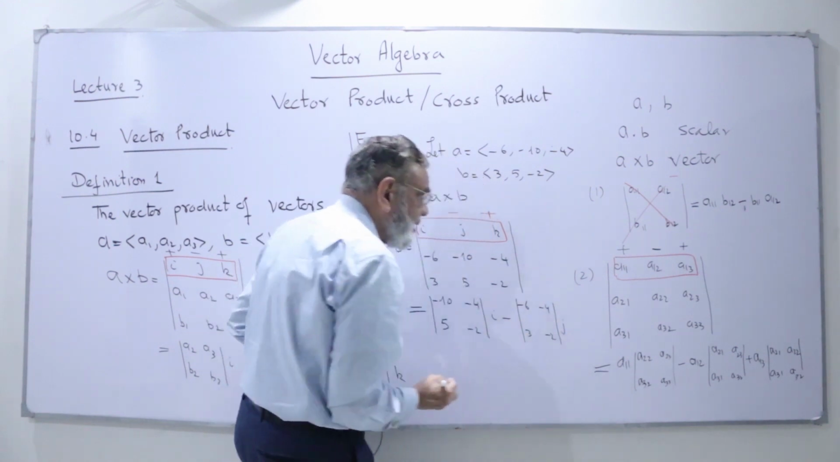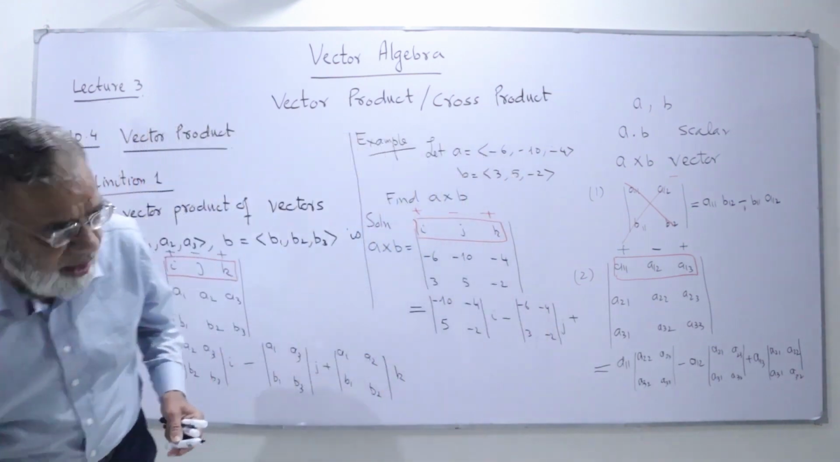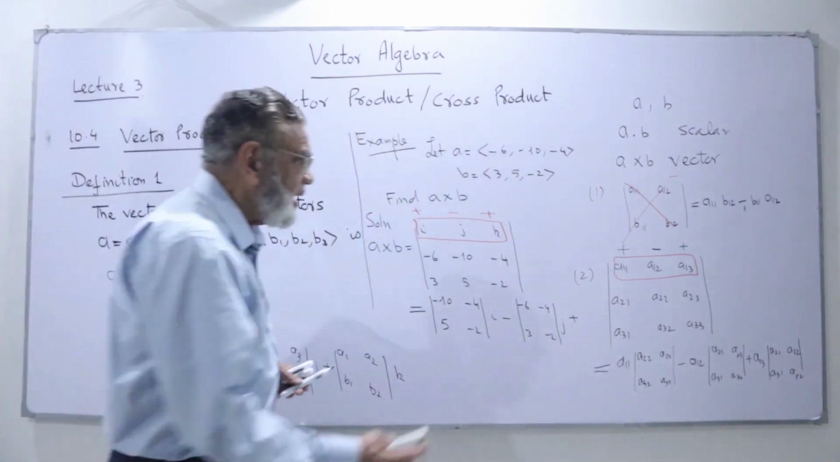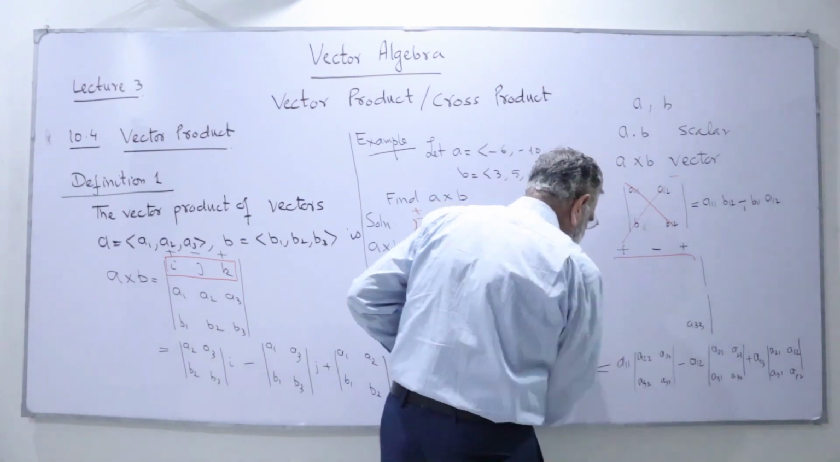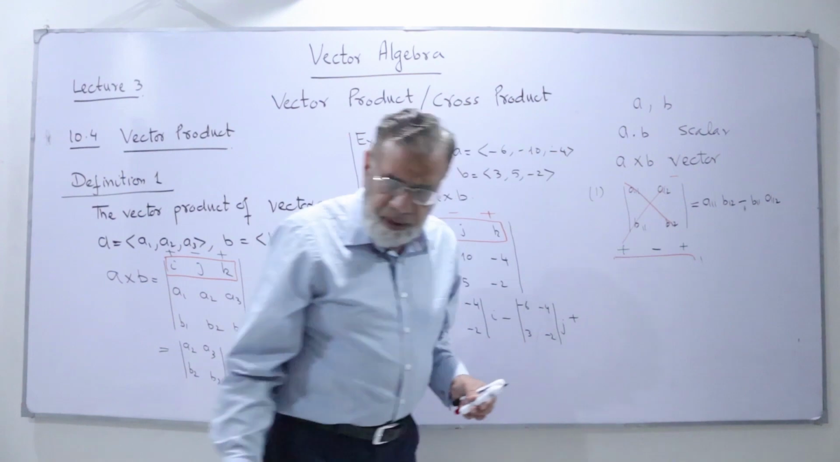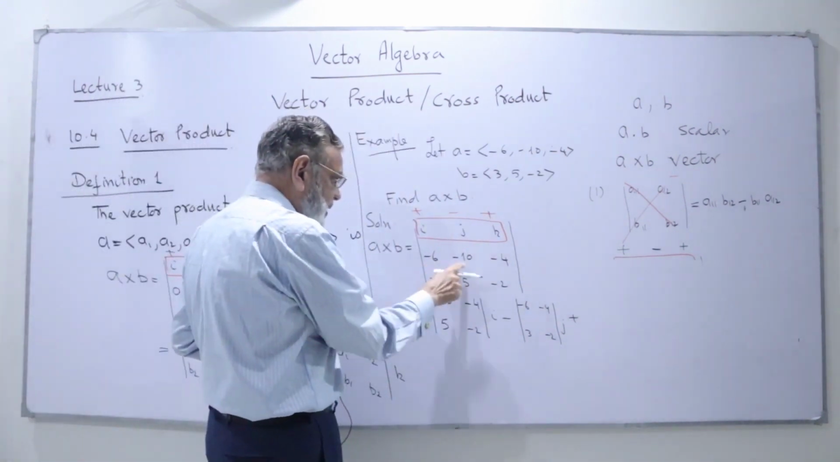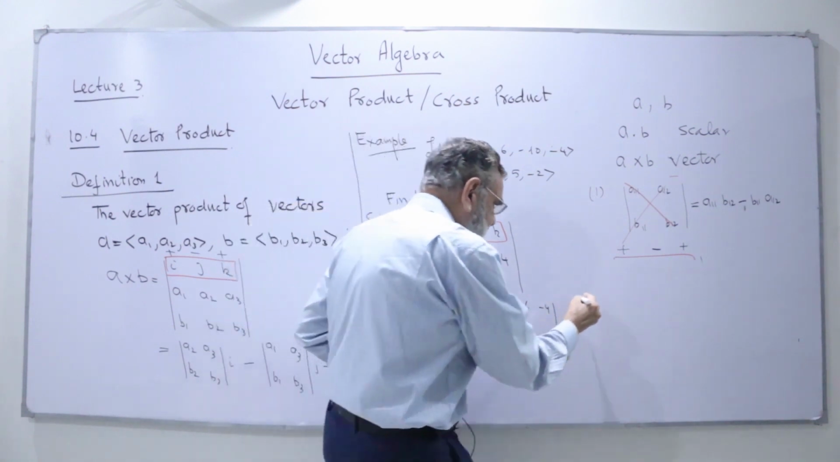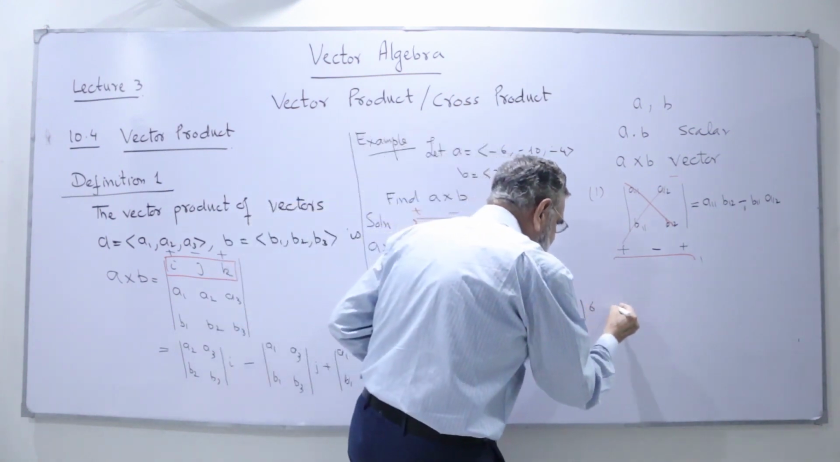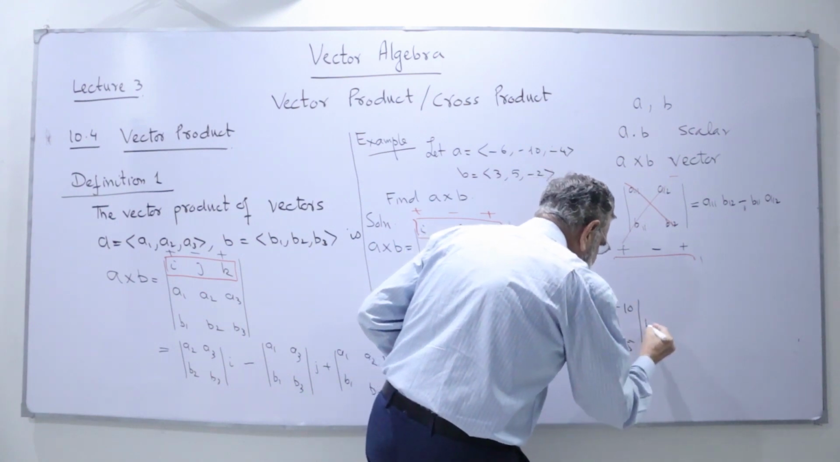We get J, and then we have plus the cofactor for this one. That's my K. I remove this column and write my cofactor of K. I get -6, -10, 3, and 5. And here is the cofactor of K.